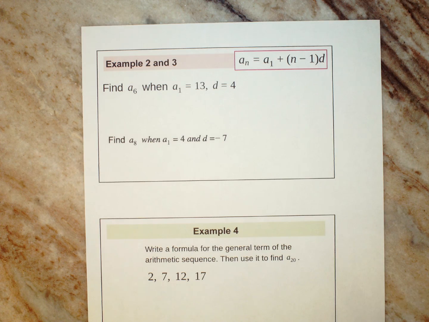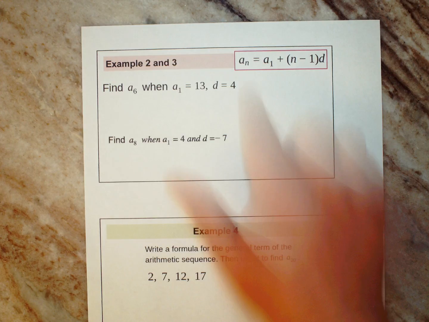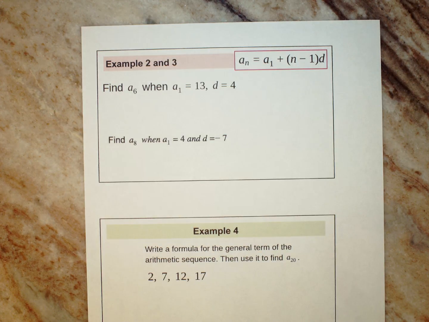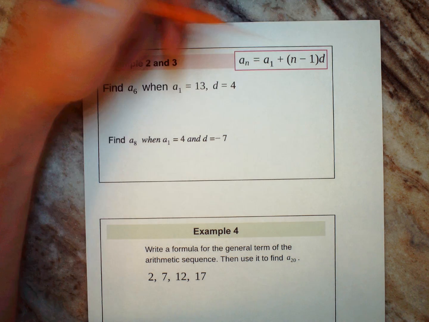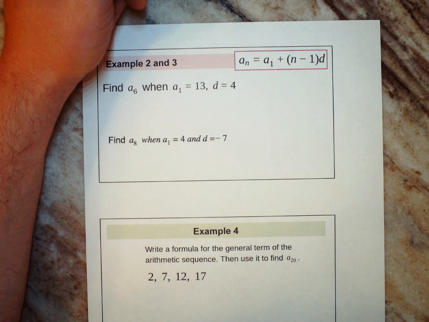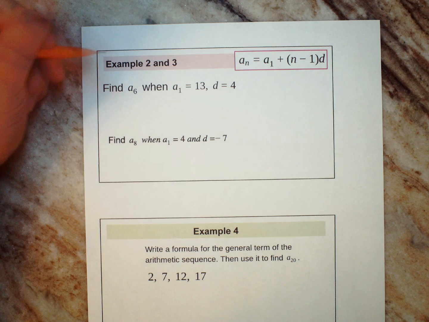So for examples 2 and 3, we have this formula here. The formula is for if we want to find the nth term of an arithmetic sequence, given just the first term and the common difference. So if I ask you for the 1,000th term, you're not going to list out 1,000 terms. You're going to use this formula. So I'm going to apply it right here.